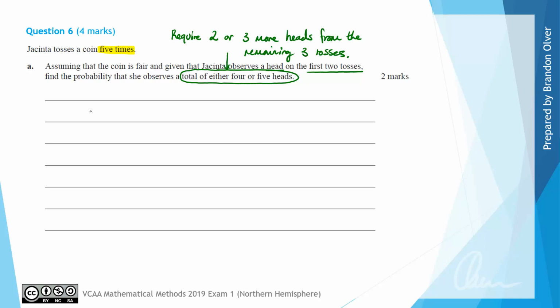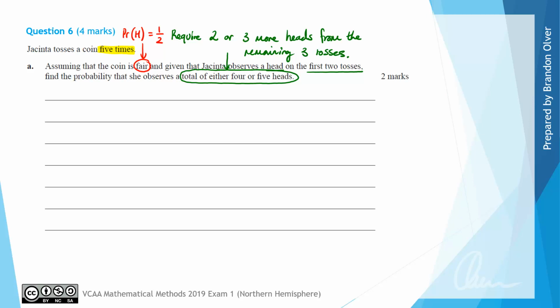To calculate that, we can identify that this is a binomial distribution, with the probability of success being a half, because it's a fair coin. So therefore the probability of obtaining a head is going to be 1/2, and the probability of not obtaining a head, or instead obtaining a tail, is also 1/2.